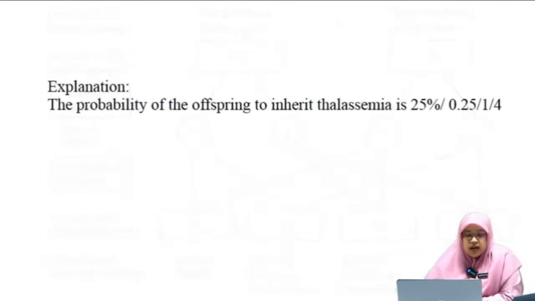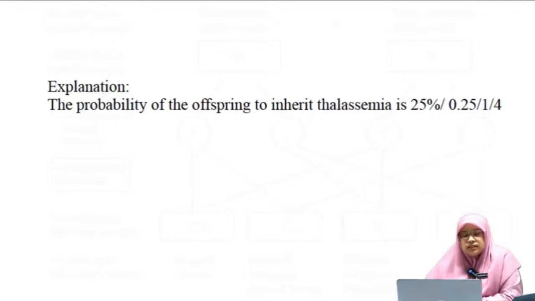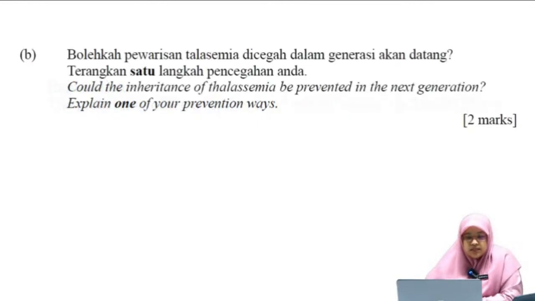Now, how do you explain? Since the question is about thalassemia, from this schematic diagram we can see that 1/4 of the phenotype is thalassemia. So you can say the probability of the offspring inheriting thalassemia is 1/4 or 25% or 0.25. Last question: could the inheritance of thalassemia be prevented in the next generation? Explain one prevention way.